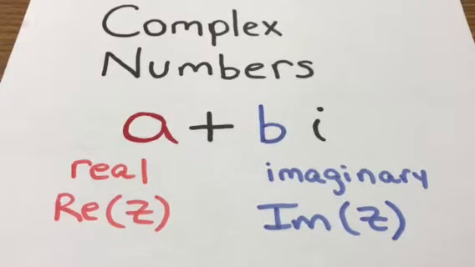I wanted to explain the real parts and the imaginary parts of complex numbers. So what you'll see here is that I've written the real part in red and I've written the imaginary part in blue. And if a number is connected to the i, then it is the imaginary part. If it is not connected to the i, then it is the real part. So let's try a couple examples and see how you do on these.